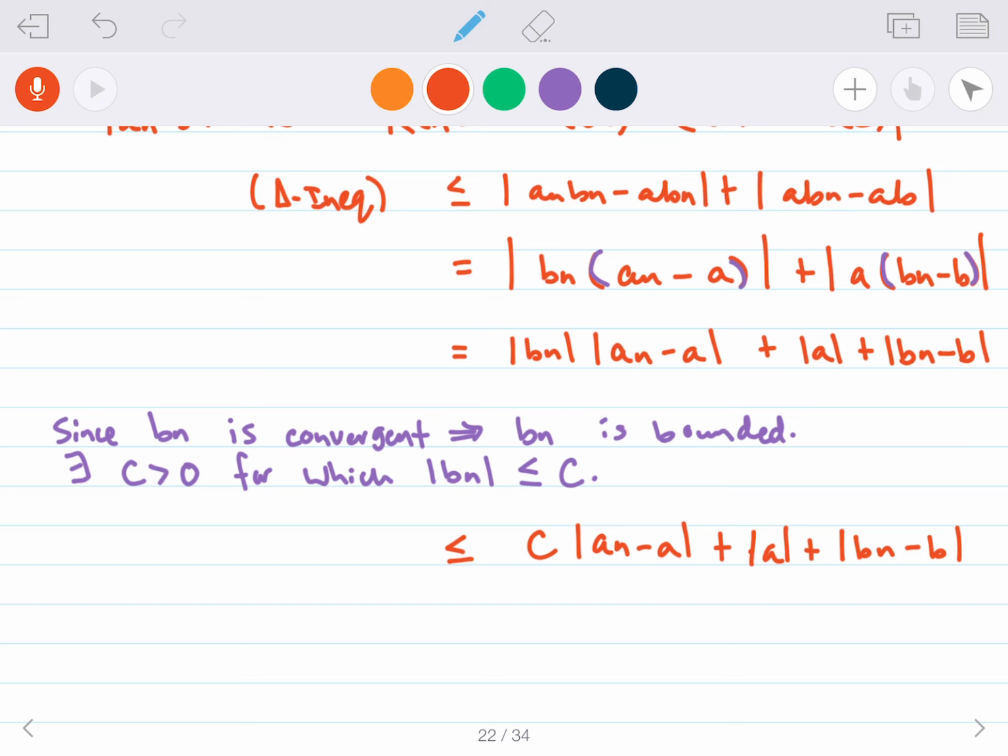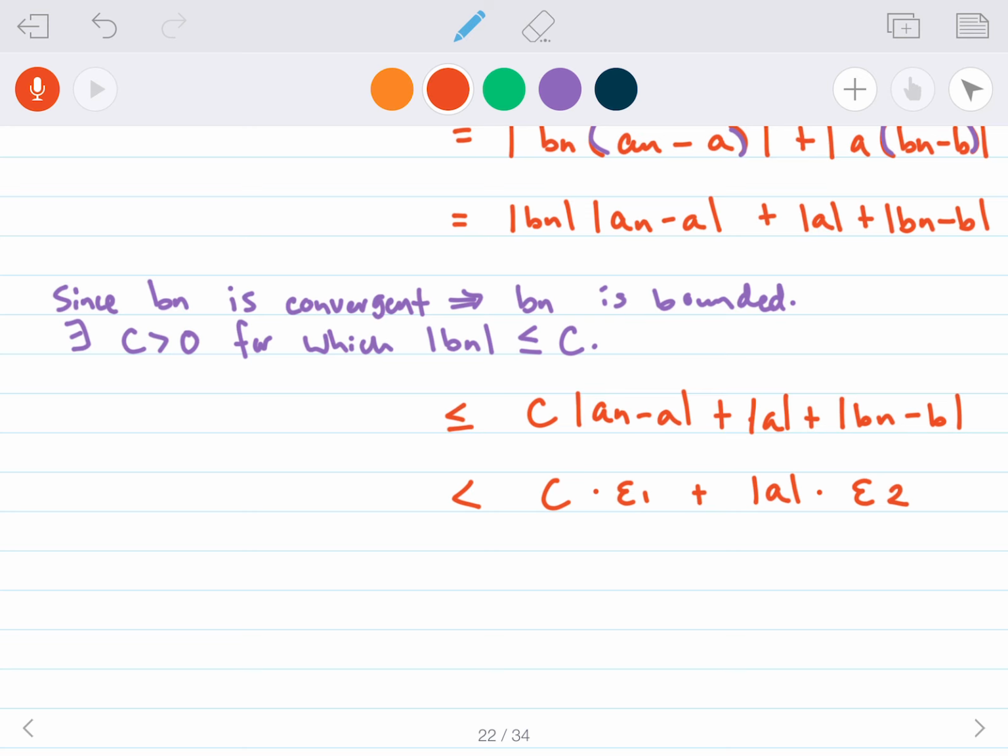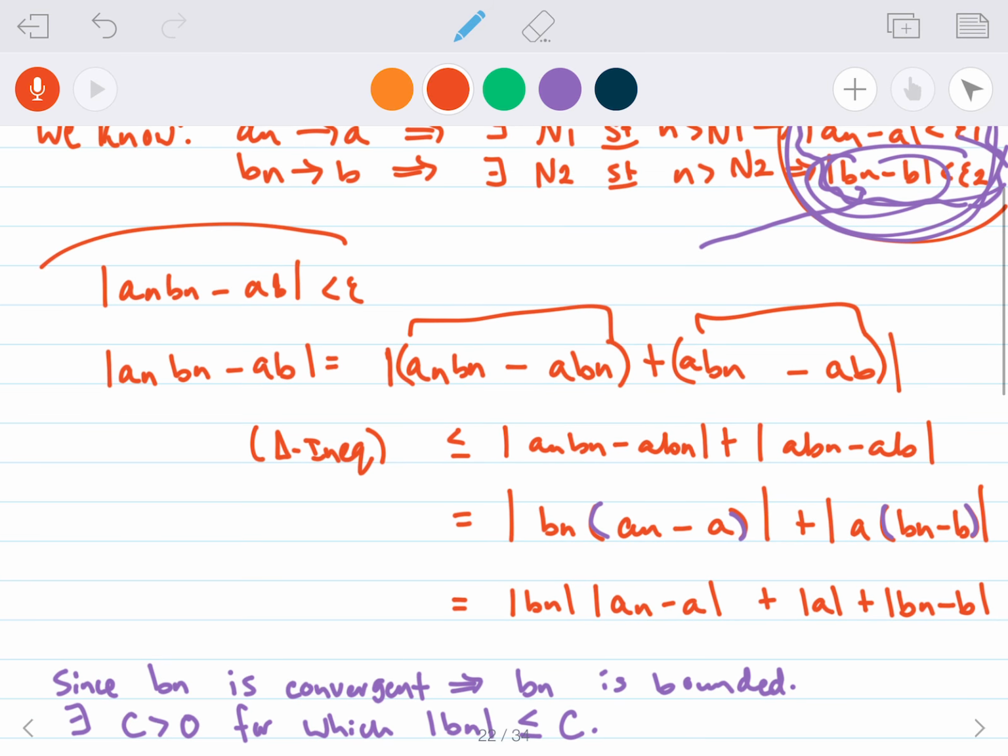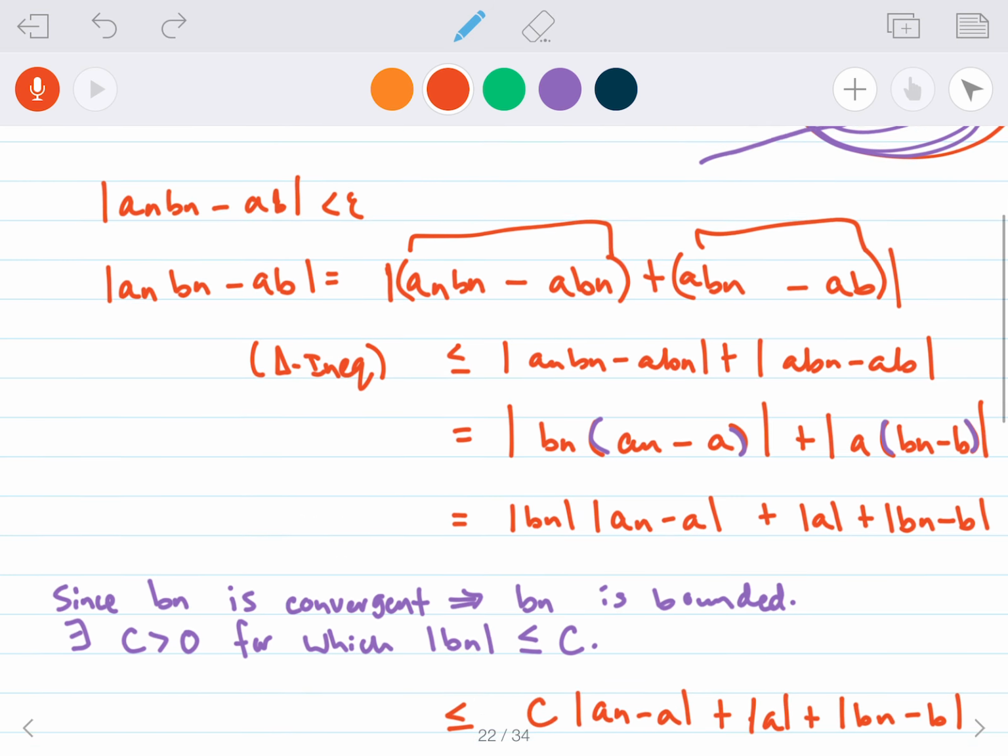And so we can say that this is all still scratch work. I'm trying to figure out what my capital N needs to be, right? So this is going to be less than C times epsilon sub 1 plus A times epsilon sub 2. And remember, okay, I started with what I wanted. I want this to eventually condense down to epsilon. So let's go ahead and take a look at this.